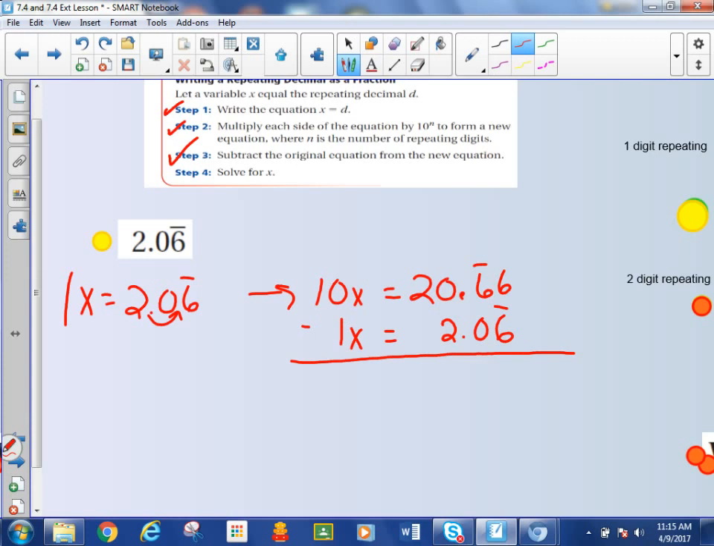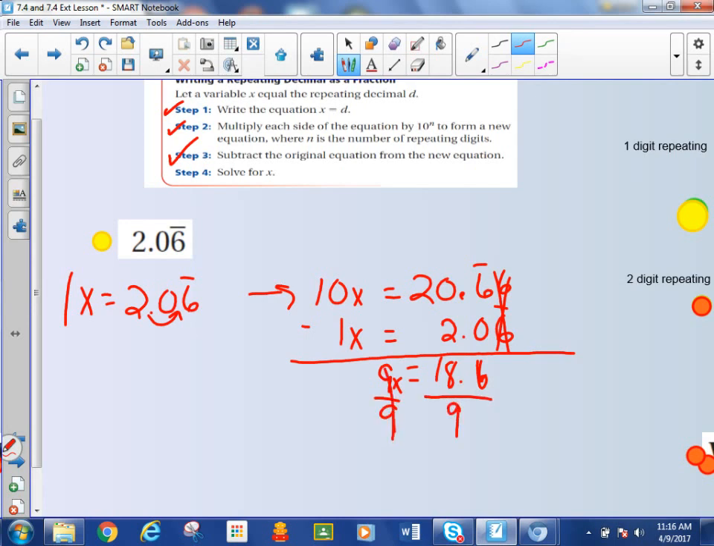So now when I subtract, 6 minus 6 is going to cancel that out, or give me 0. And 6 minus 0 is 6. 20 minus 2 is 18. So really that's 18.6. And 10 minus 1 gives me 9. So now we'll divide by 9 to get x by itself.